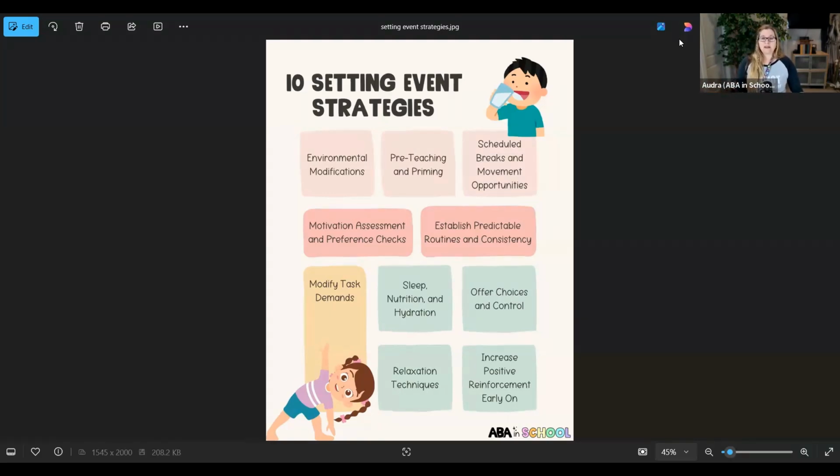Another one would be scheduling breaks and movement opportunities. Build those in according to what the learner needs, those regular breaks away from difficult situations, but also just through the day, giving them a chance to get their body moving. A lot of the students I work with have needed that extra sensory input and just movement.